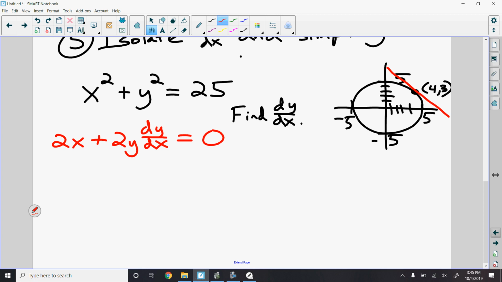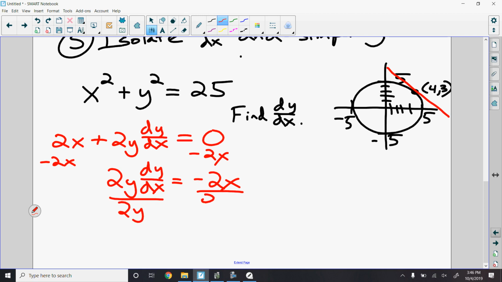So now the next thing I want to do is isolate dy/dx. I want to get it alone. So I have to first get that 2x out of there. I'm going to do that through subtraction, and I get 2y dy/dx equals negative 2x. Then I'm going to divide by 2y, and I get dy/dx equals negative 2x over 2y.